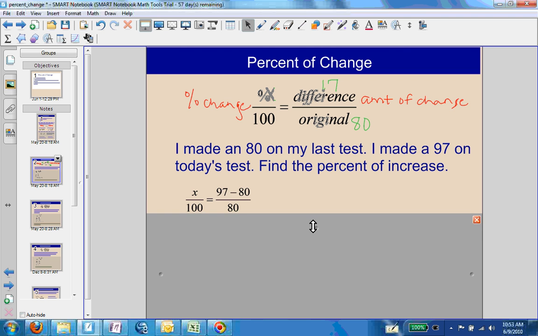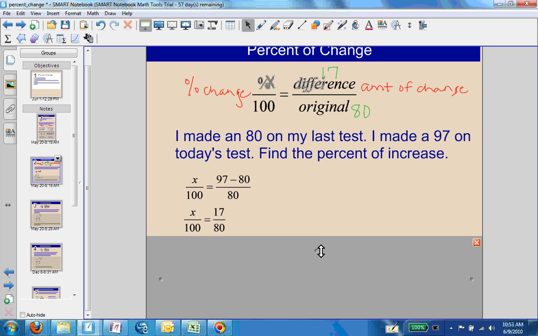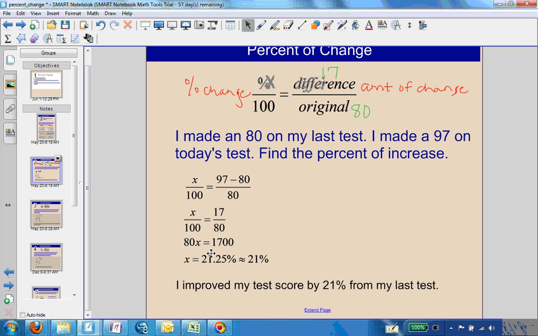So here's my proportion. X over 100 equals 97 minus 80, which gave us 17, over our original test score, which is 80. Because what we're trying to figure out here is what percent of 80 gives me 17, my percent of increase. So I just cross-multiply to solve, and I end up with approximately a 21% increase. So I improved my 80 test score by 21% to get a 97.